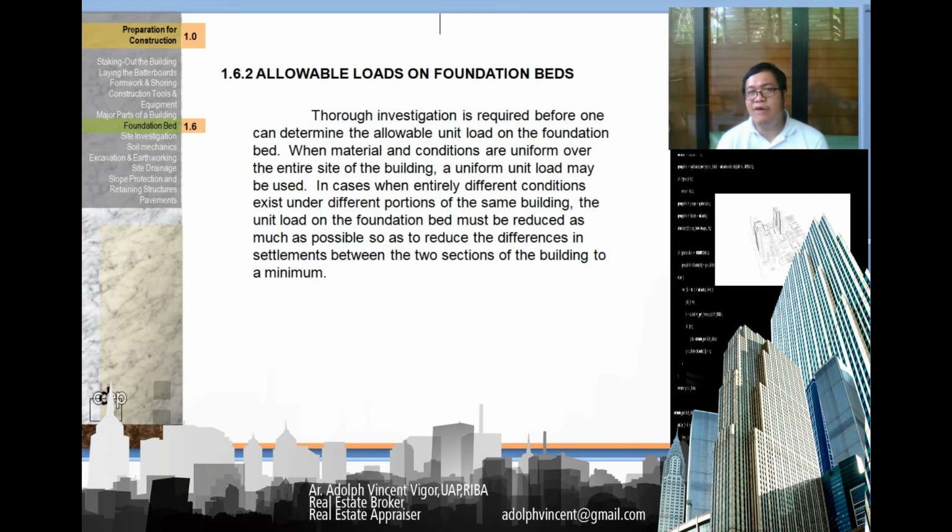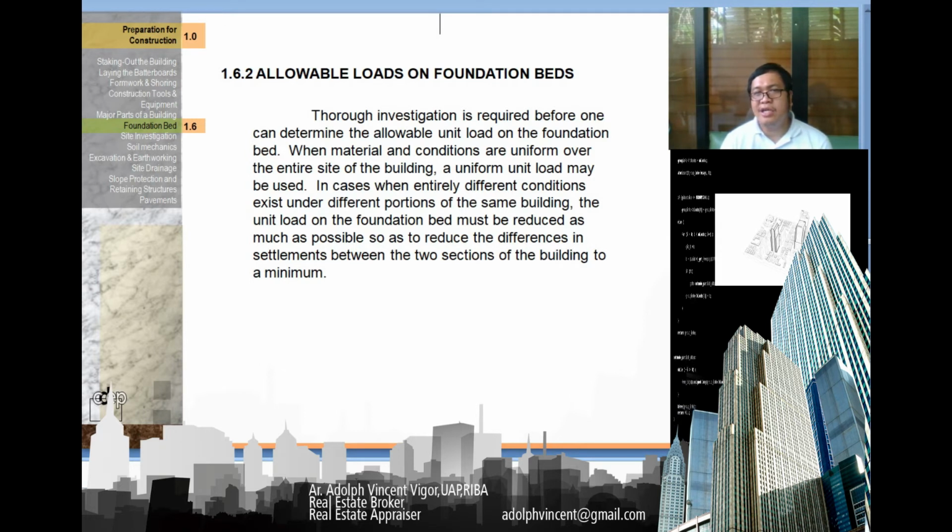And what are the allowable loads on foundation beds? Thorough investigation is required before one can determine the allowable unit load on the foundation bed. So when material and conditions are uniform over the entire site of the building, a uniform unit load may be used. In cases when entirely different conditions exist under different portions of the same building, the unit load on the foundation bed must be reduced as much as possible so as to reduce the differences in settlements between the two sections of the building to a minimum.